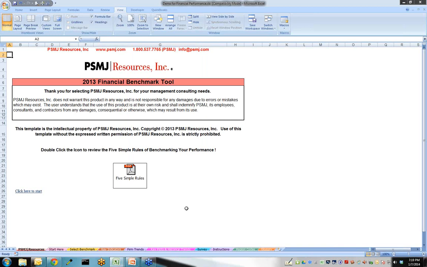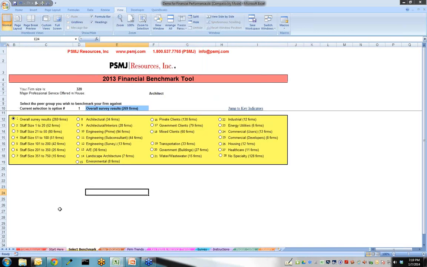benchmark tool. Again, a very similar landing page. You have 5 simple rules for benchmarking. Let's go over to the select benchmark. Here we can see that this time our sample firm is 320 people and practices in architecture. And right now we're looking at the results for the overall survey, which was 269 total firms.